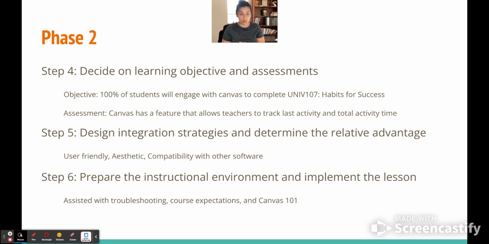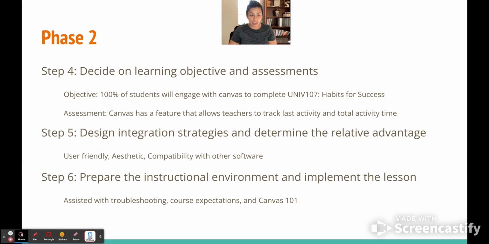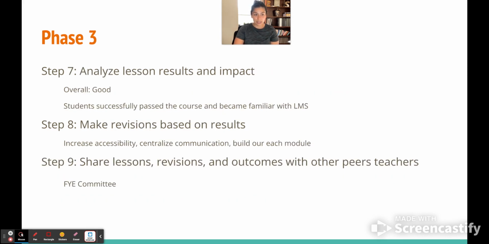So the reason why we went with Canvas was because it was a user-friendly platform. Aesthetically, it was good. It looked good for students, and compatibility, I'm sorry, with other software. It just worked out really well with other software. So your step six, this is where you actually get to prepare the instructional environment and implement your lesson. We were able to do that through assisting with troubleshooting, making sure students knew course expectations, and providing a lot of workshops, Canvas 101 workshops, just showing students the basics of Canvas.